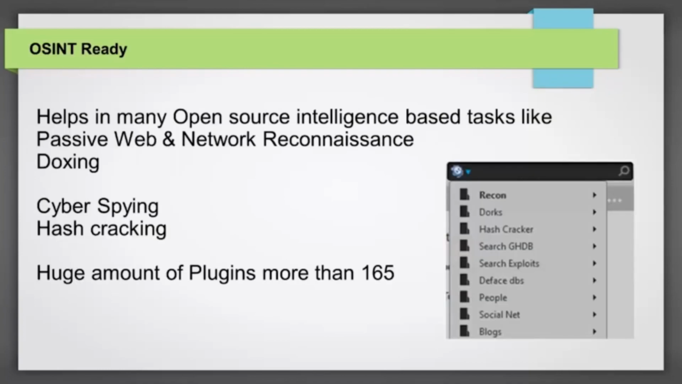So OSINT ready. The HCon STF framework helps in many open source intelligence based tasks such as passive web and network recon, doxing, cyber spying, or hash cracking. There are a huge amount of plugins found in this tool, counting up to more than 165 in number.